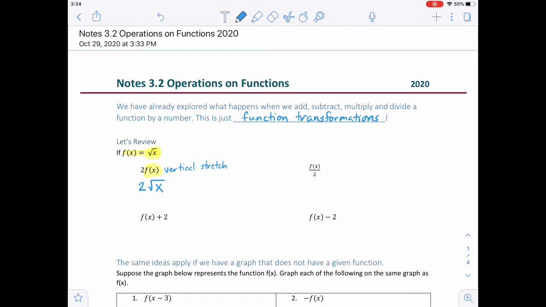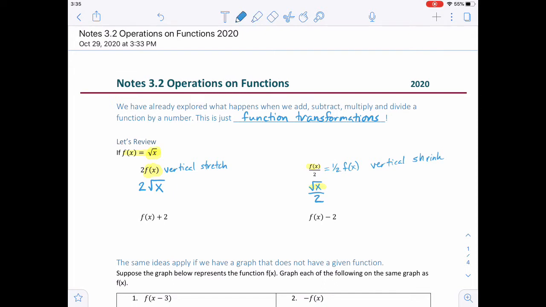That's it. If I want to divide, this is actually the same thing as 1/2 times f of x. So this would be a vertical shrink. And we're just going to multiply 1/2 times our function, or just write root x over 2, right? Because f of x is just root x, so we just replace them.